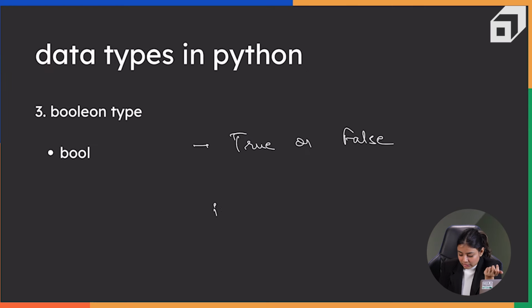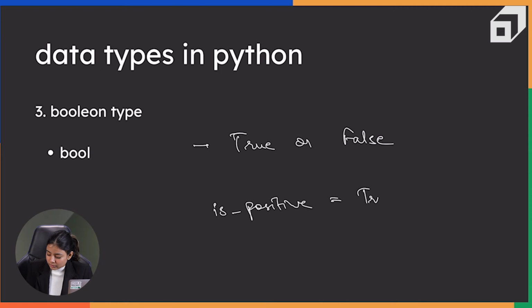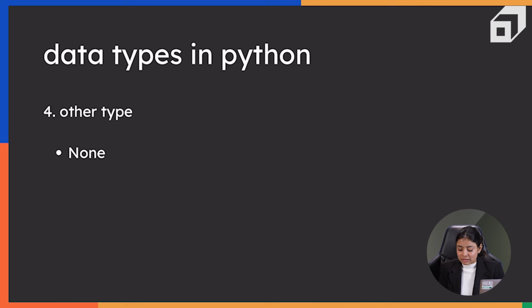So for example, I'm creating a variable that tells me if a number is positive. I create a variable is positive, which tells me if a number is positive or not. So this variable, I can give it value either true or false. In this case, this variable is positive is of type bool. And lastly, none. None is basically for containing null value. This is a special data type which contains null value.